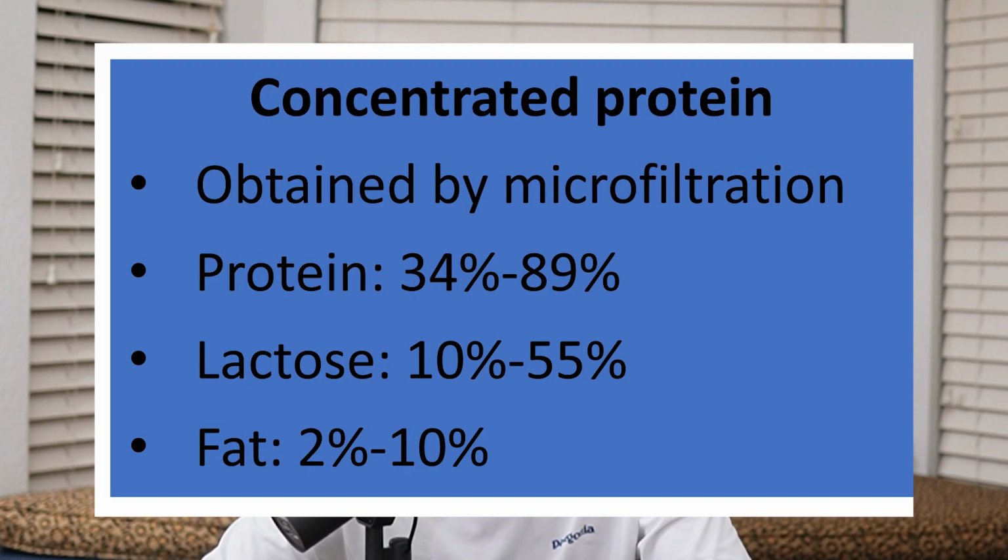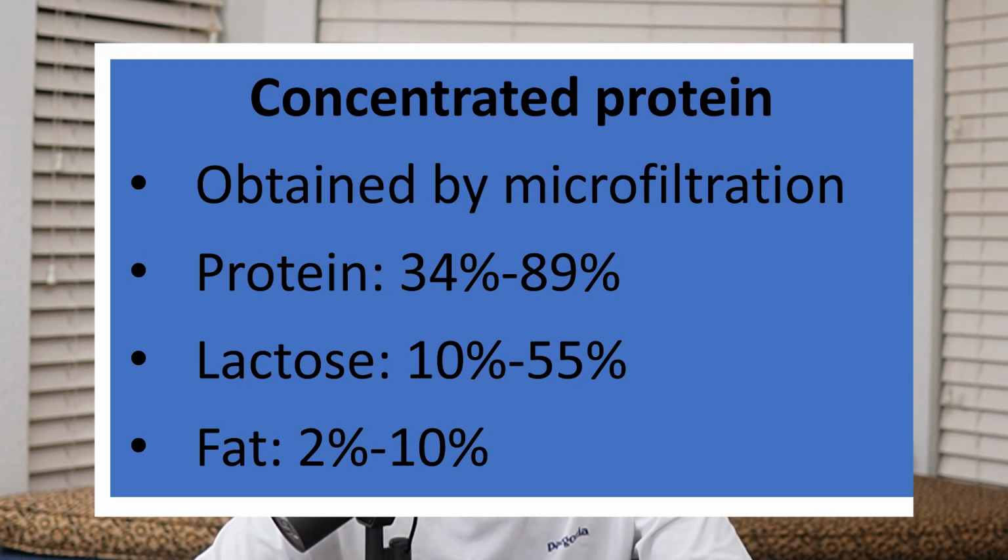The main difference between concentrated and acylated protein is the protein percentage by weight. A concentrated protein usually contains 34 to 89% protein, while an acylated protein contains 90% protein or more. This concentration difference is due to different filtration methods in industry. Concentrated protein is extracted by microfiltration.